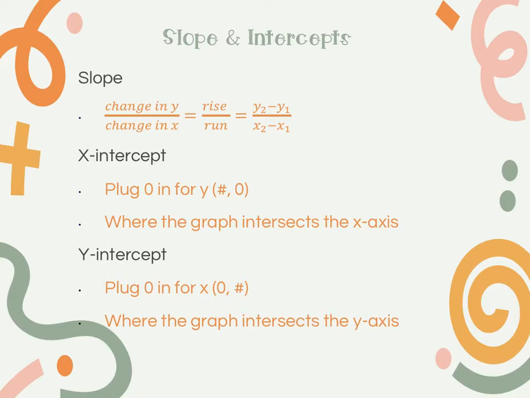If I ask you to find the x-intercept, you're going to plug 0 in for y, and the answer would be in that format: whatever the number is, comma, 0. And if you're looking at a graph, it's where it intersects the x-axis. If I ask for the y-intercept, you're going to plug 0 in for x. And then the format on that is 0, comma, the number. And on a graph, it's where it intersects the y-axis.